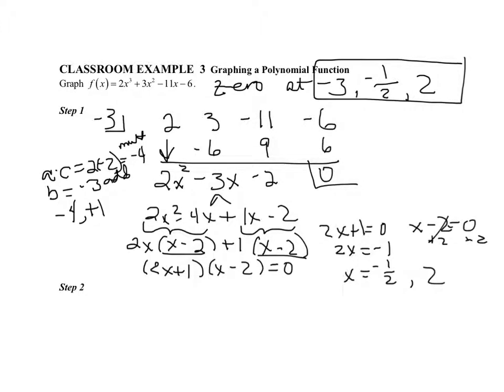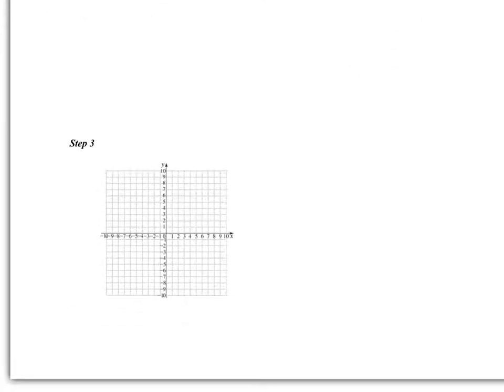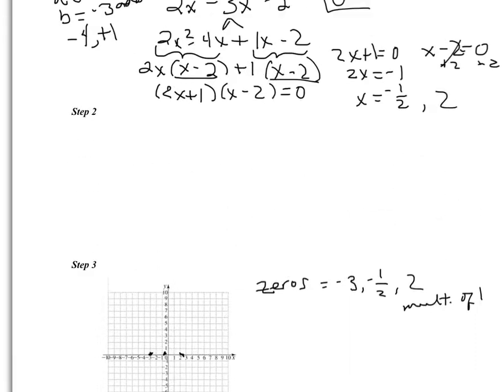Now, what I'm supposed to do is plot these as x-intercepts. So I'm going to come to the graph here, and I'm going to put a 0 at negative 3, one at negative 1 half, and one at positive 2. So my zeros, I'll write them down. And they all had multiplicity of 1. So I know when I graph this, I don't have to worry about bounces or wiggles. They're just going to cross through those points.